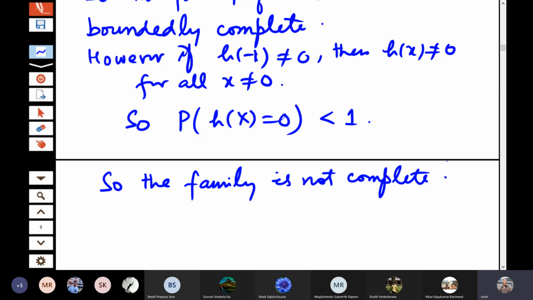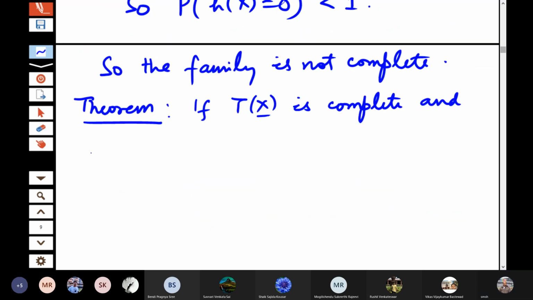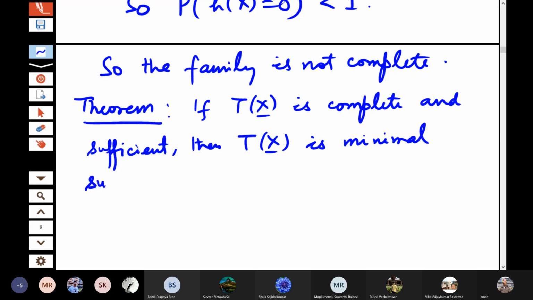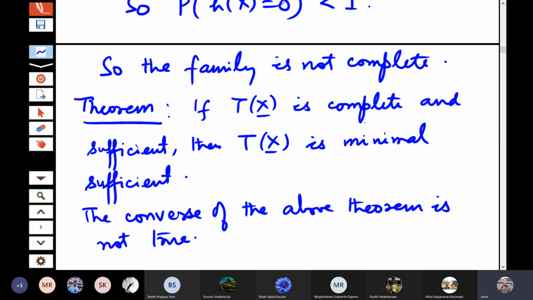Yes, sir. I will state another theorem, which is again of particular significance, but I am not going to write the proof of this because these proofs are involving certain major theoretic concepts. So if Tx is complete and sufficient, then Tx is minimal sufficient. Once again, the converse is not true. That means a statistic may be minimal sufficient but not complete.